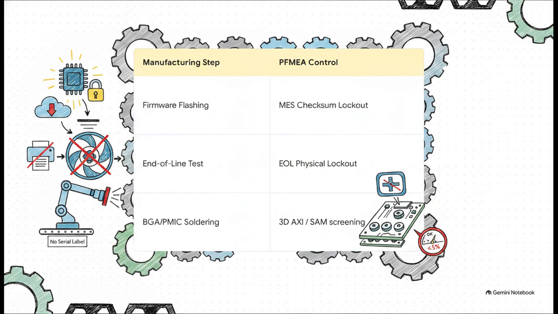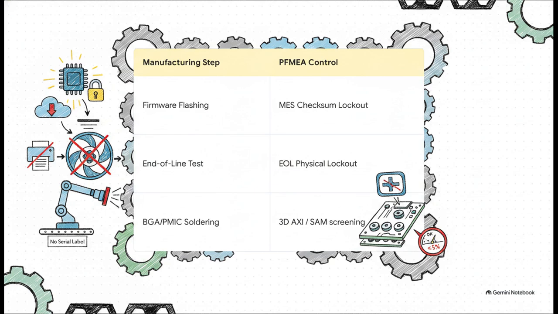The Manufacturing Execution System, or MES, is the ultimate gatekeeper. Say a firmware flash happens, but the unique ID and SHA-256 checksum don't perfectly match the factory database. The system physically stops the line. It literally blocks the machine from printing the serial number label. During end-of-line testing, if dynamic rotor calibration fails, it triggers a physical lockout right then and there.